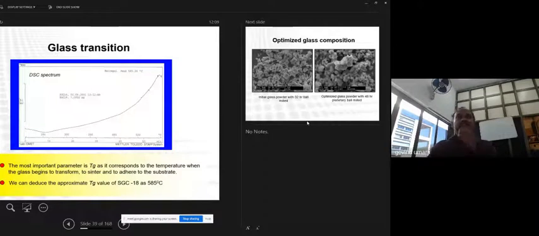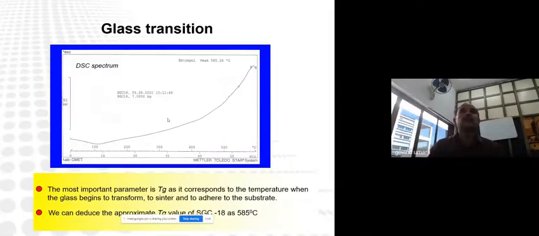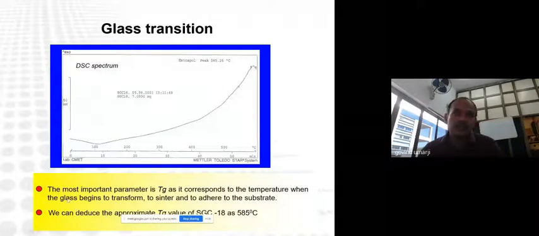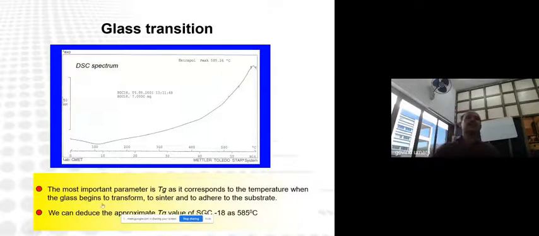Okay, once the glass is ready, we need to find out the glass transition temperature. For that, we have to perform DSC of that material. From that, we can clearly say that the most important parameter is Tg, which corresponds to the temperature when the glass begins to transform, to sinter, or to adhere to the substrate. So we can deduce from this DSC spectrum that this glass softens and melts at 585 degrees Celsius.